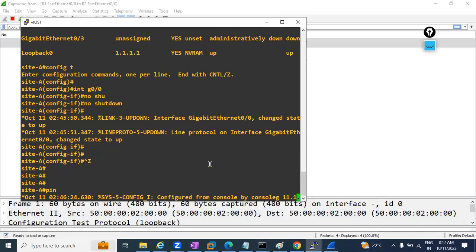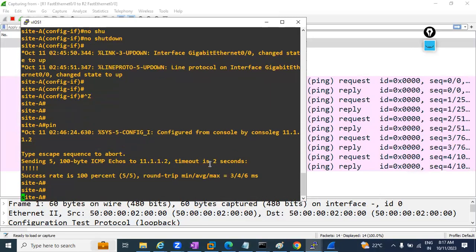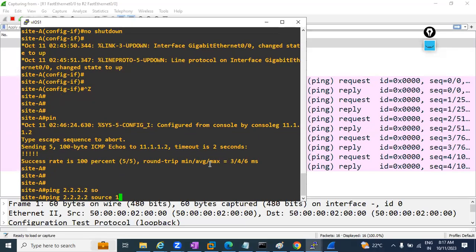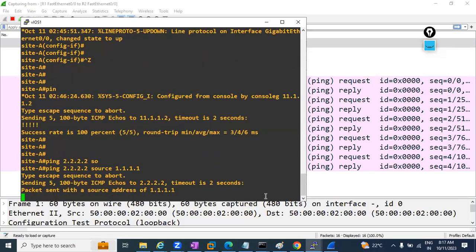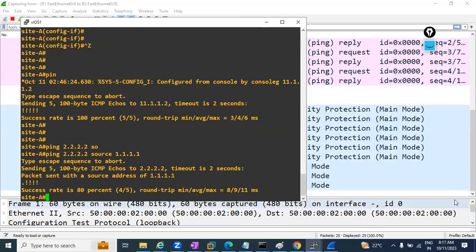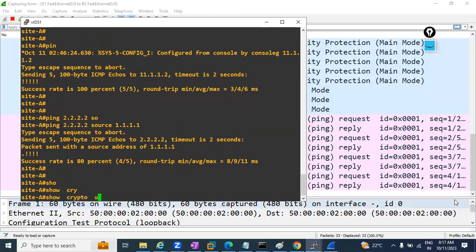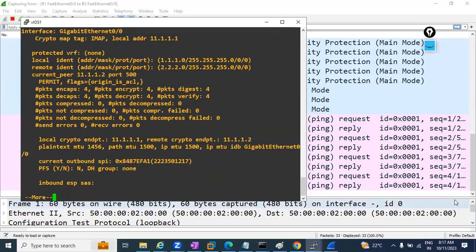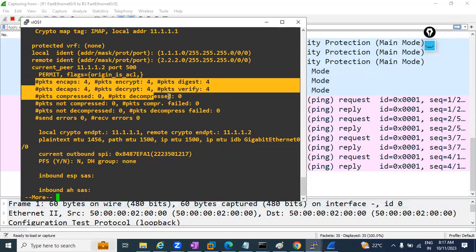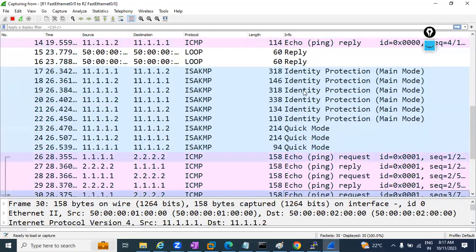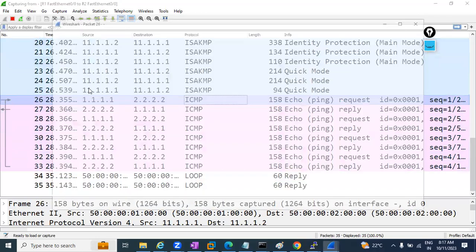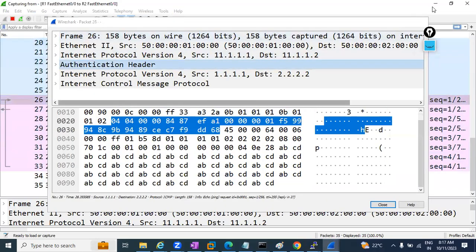Ping with 1.1.1.2, which is a public IP, it's fine. And now ping with 2.2.2.2 as a source of 1.1.1.1. Fine. So crypto IPsec. Yes. Okay. Packets are getting encrypted. And as you can see, we have changed the log messages. Okay. And ICMP, so it means AH we are using right now.